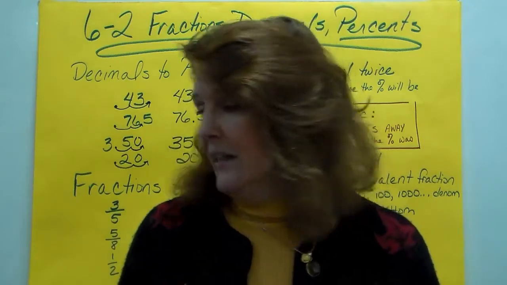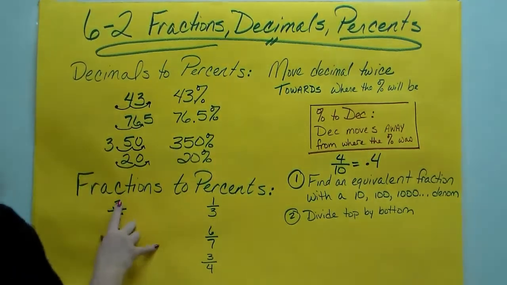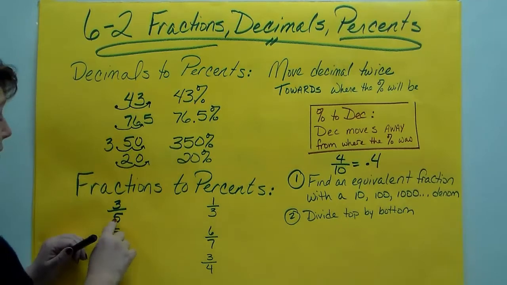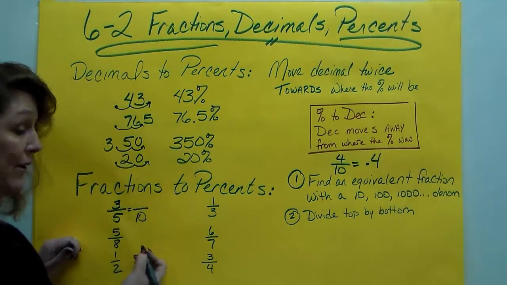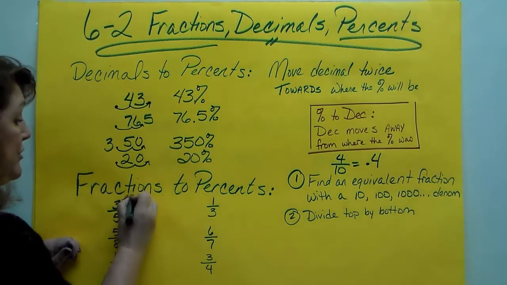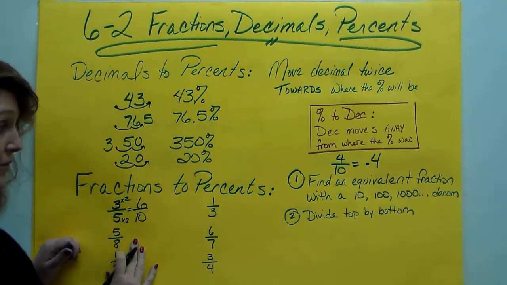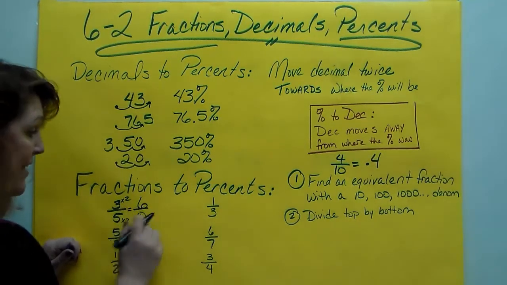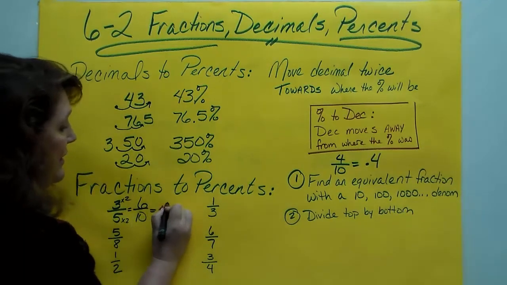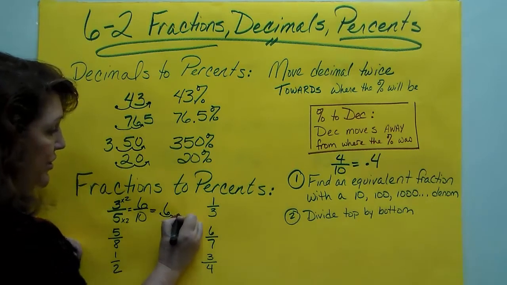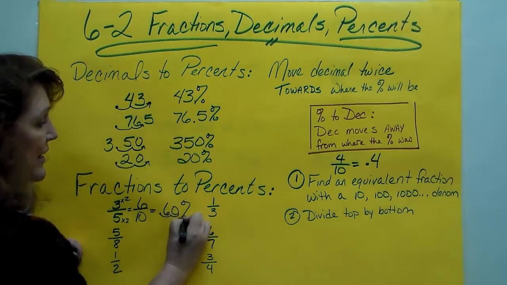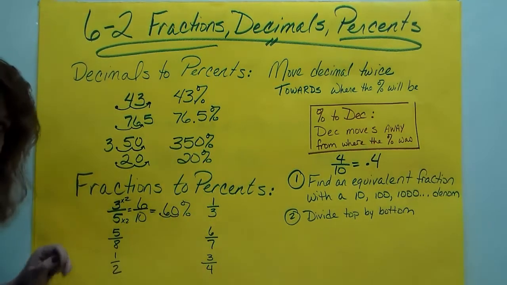Sometimes that works easily. Here I've got 3/5. 3/5 I can make equal something over 10 very easily. Times 2, and I end up with 6/10. 6/10 equals 0.6. And then I do 1, 2, and I've got 60%.